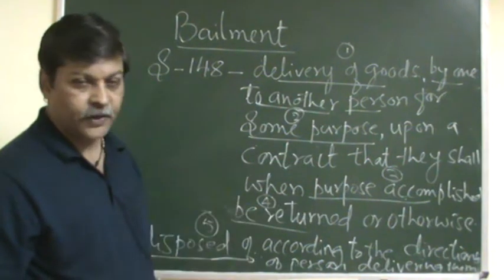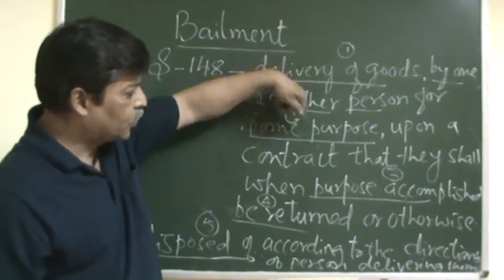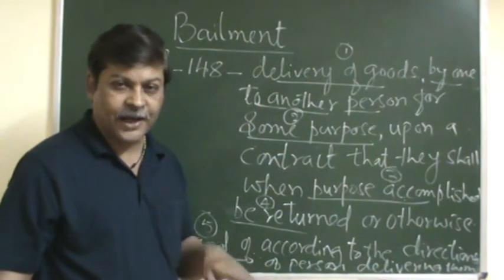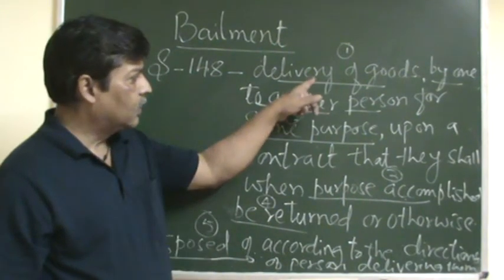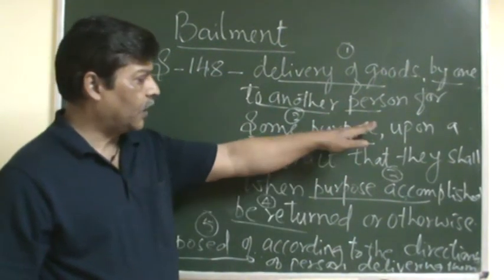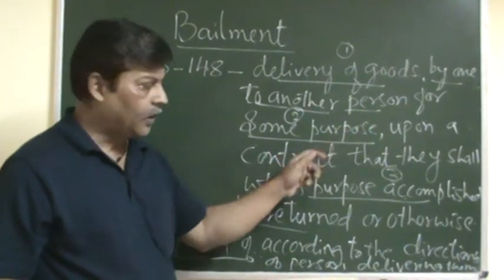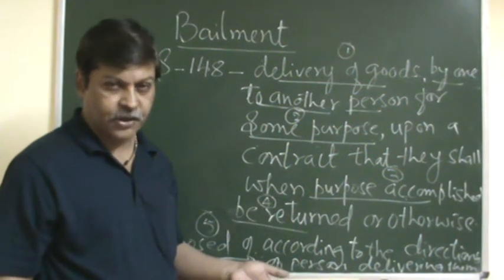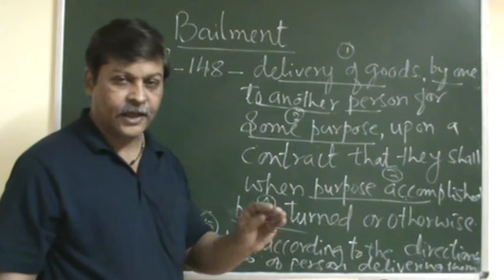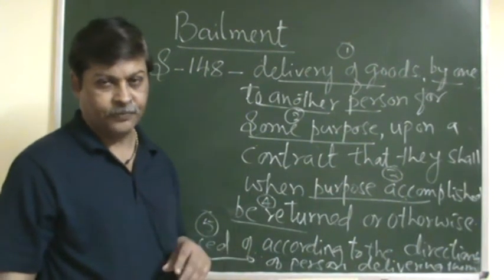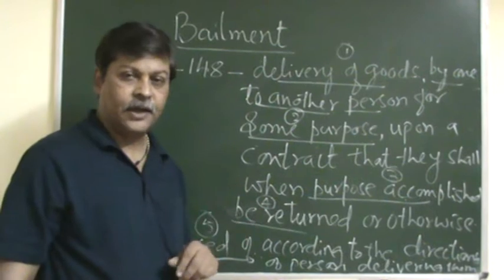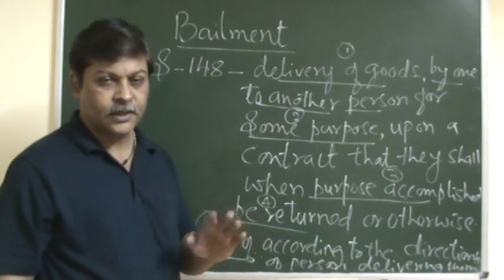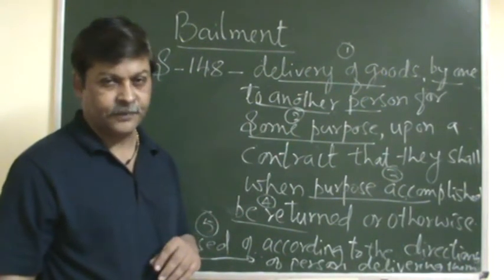This is the definition, and I have just marked 1, 2, 3, 4, 5. These are the most important elements of bailment. So delivery of the goods by one person to another, for some purpose, on a condition that they shall be returned when the purpose is accomplished or disposed of as per the directions of the person delivering them. This is what is meant by the contract of bailment. So it is also a contract. We call it the contract of bailment.